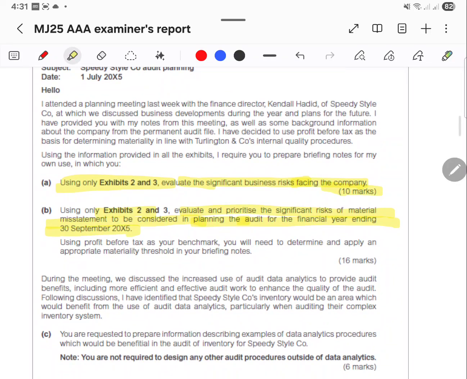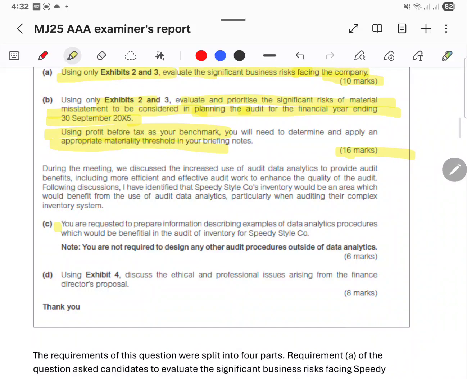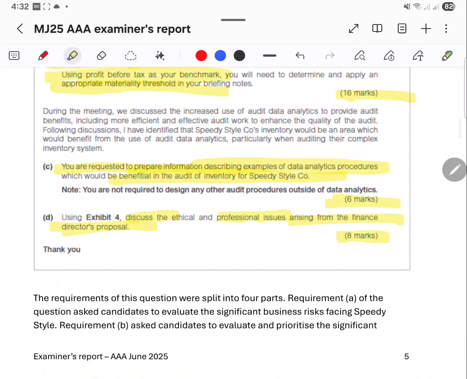Then, using profit before tax as your benchmark, you will need to determine and apply an appropriate materiality, 16 marks. In Section C, you are requested to prepare information describing examples of data analytics procedures which would be beneficial in the audit of inventory for Speedy Style Co, 6 marks. Using Exhibit 4, discuss the ethical and professional issues arising from the finance director's proposal, 8 marks available.